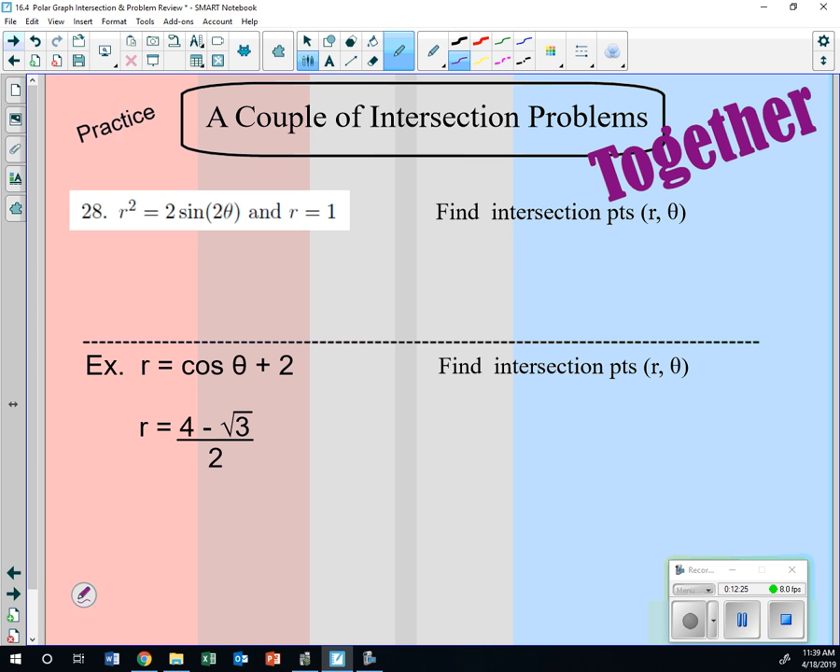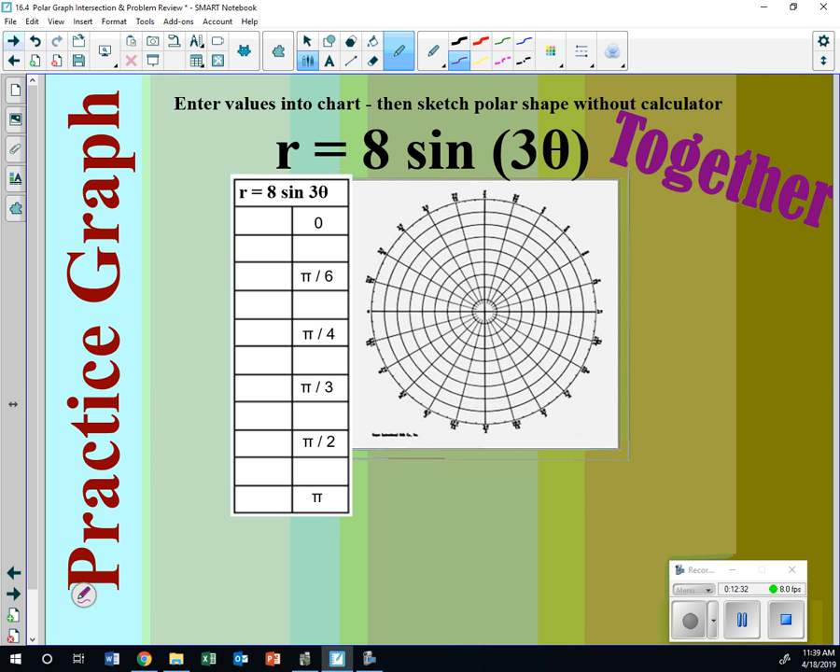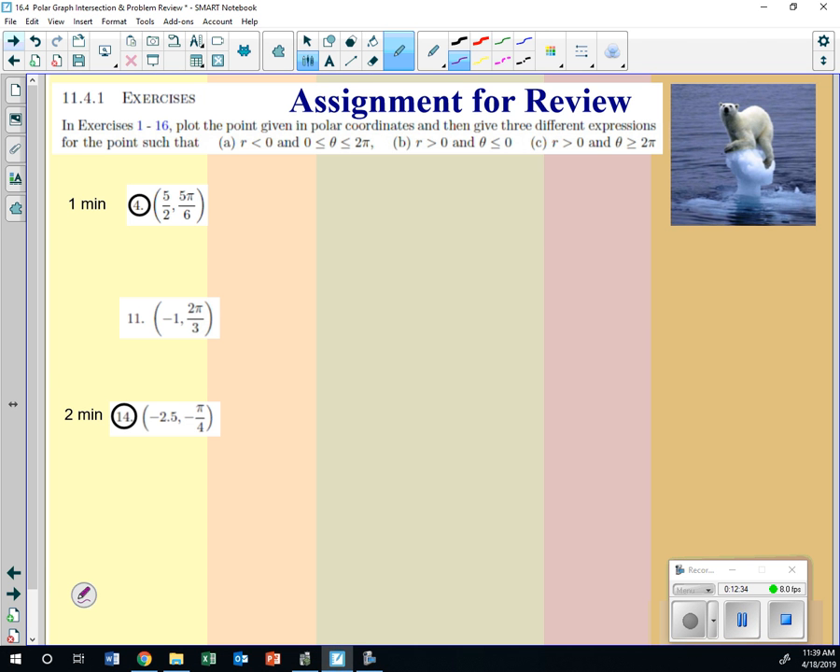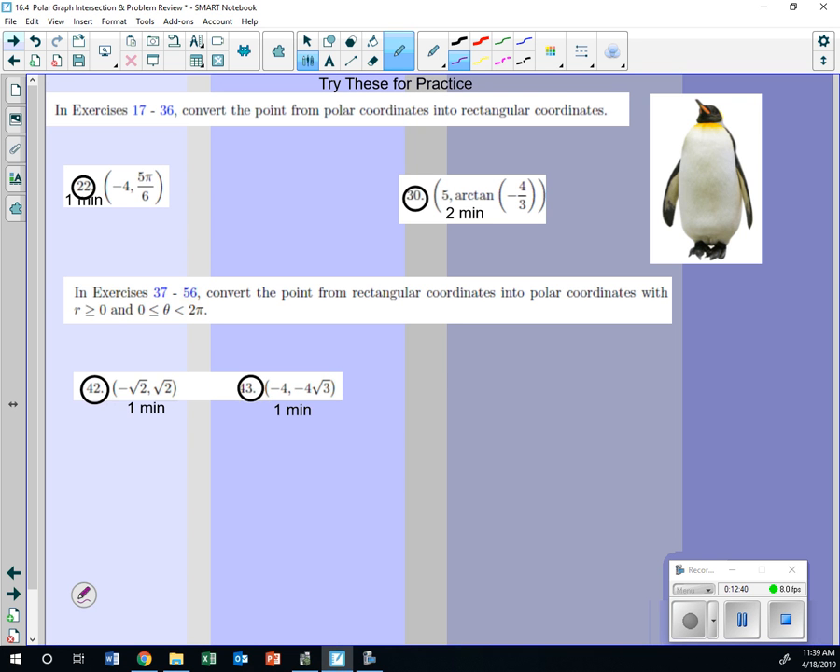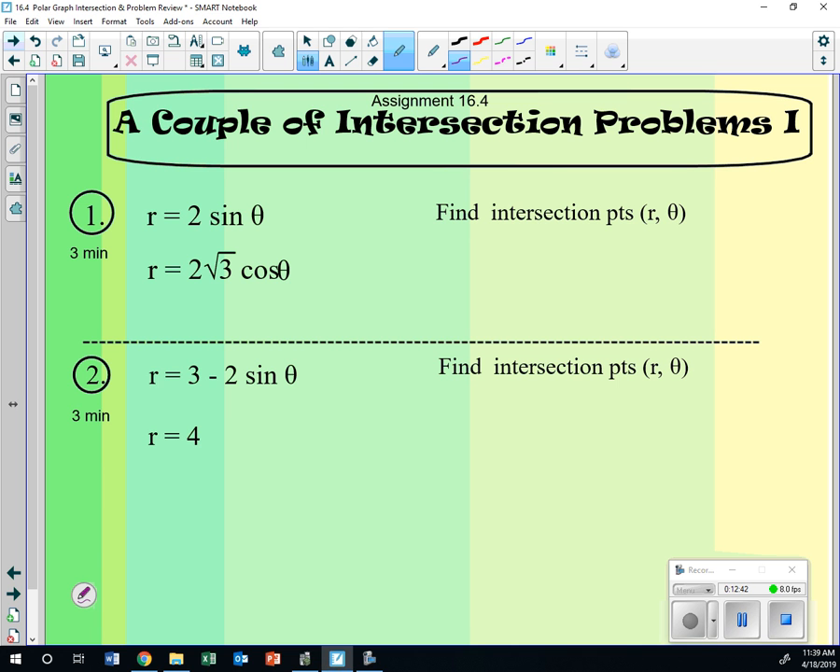Do those for practice. I also have some more practice intersection that you might consider, another graph one. And then these are not required, but here's some more intersection practice and points. And look at that, even more intersection practice. Holy cow. So a test coming up.